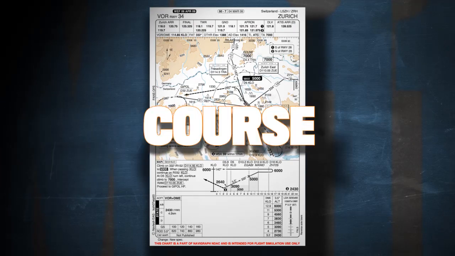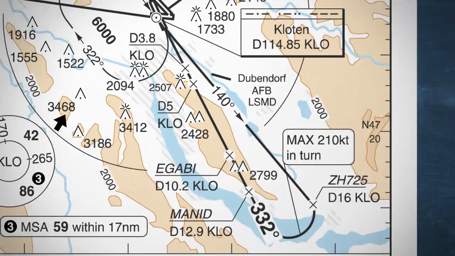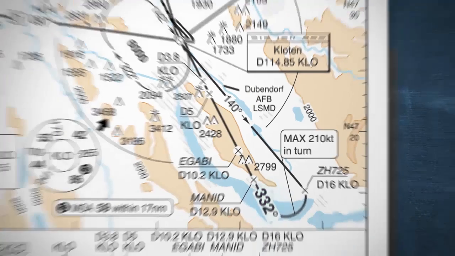C, course. It is important to be familiar with the VOR bearings and radials that you will be using throughout this approach. In our case, the first will be 140-degree radial outbound from Kilo Lima Oscar. Our final approach course will be on the 332 bearing inbound.